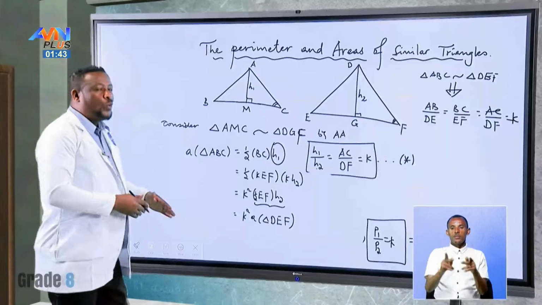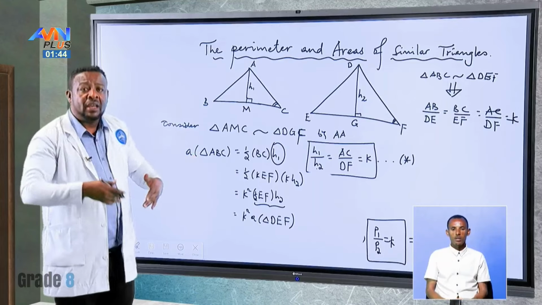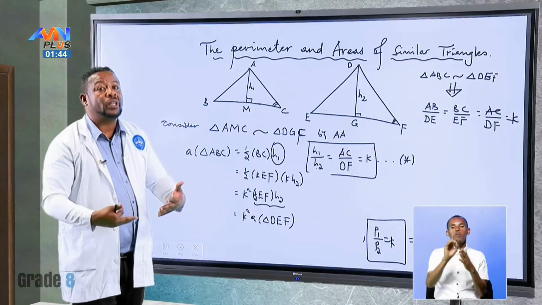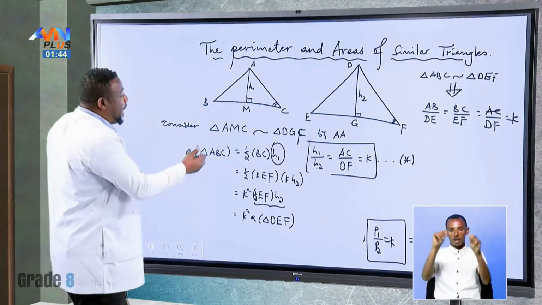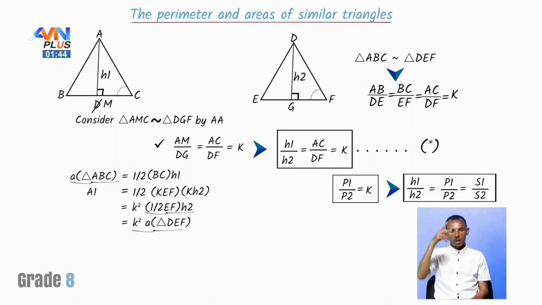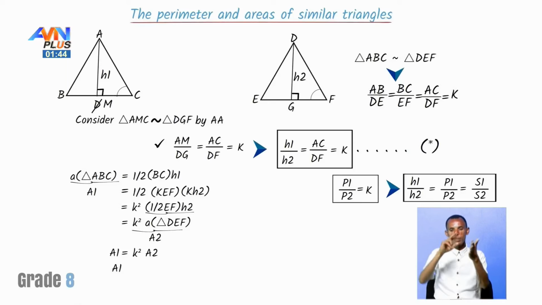Okay, now from this we are able to develop a relationship between the areas of the two triangles. That means the area of one of the triangles, you can call it A1, is K squared times the area of the other triangle, say A2. So A1 is equal to K squared times A2. This implies A1 by A2 is K squared.